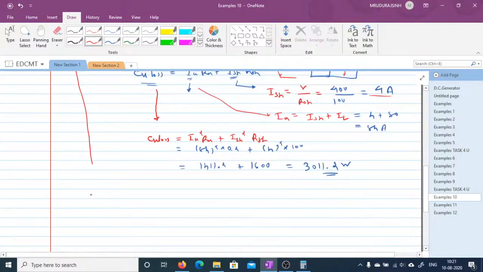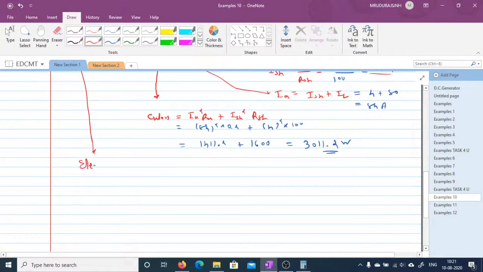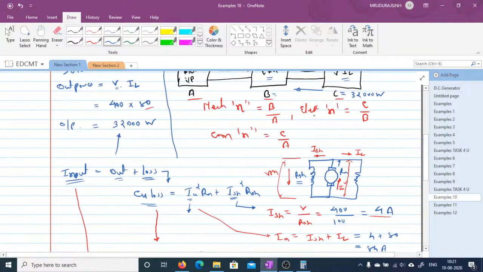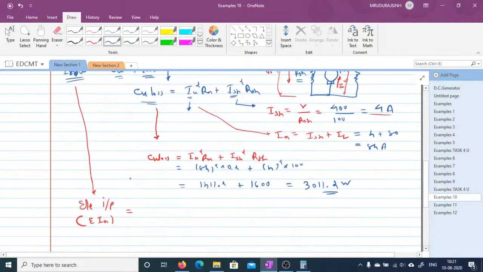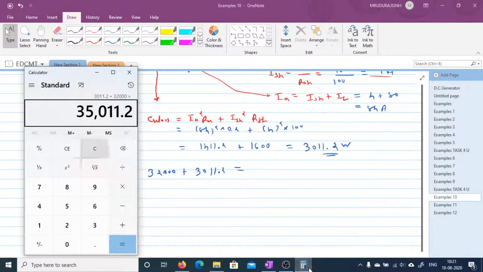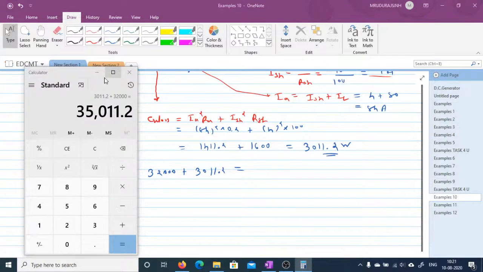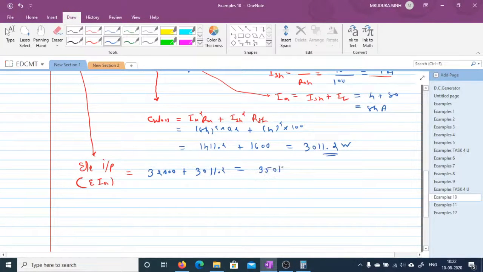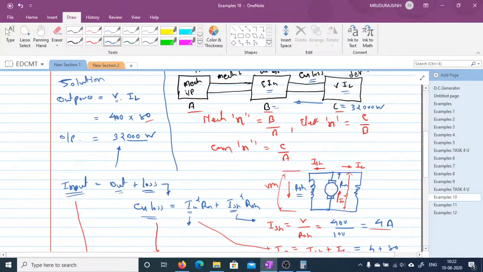And we'll get the electrical input, or EIA, which is equal to the output, which is 32,000 watt, plus 3011.2. So total 35,011.2. So this is our electrical input, which is B.